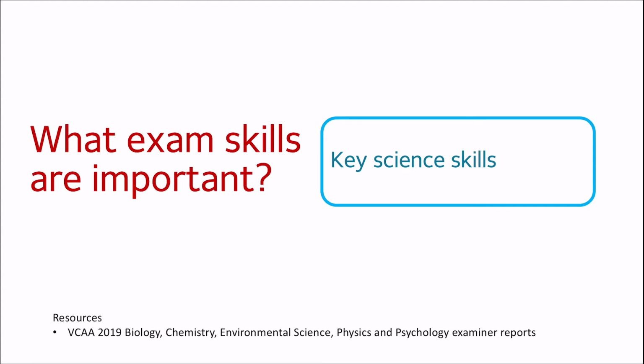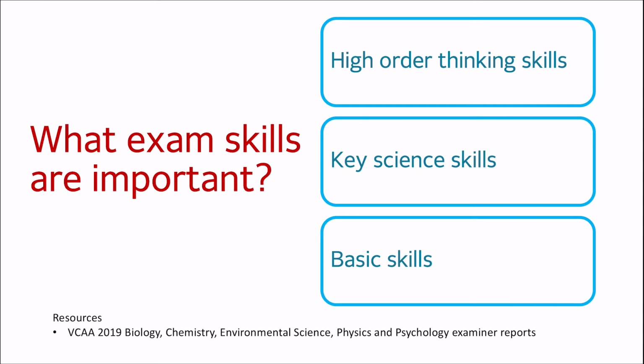So let's recap on that. What exam skills are important? We've got the key science skills, and then we've got our higher order thinking skills, but still underpinning all of this, students are going to need those basic skills. When I say basic skills, I'm not meaning easy. They're still going to need to know how to use formulas, how to make unit conversions, how to write chemical equations. They're not necessarily easy for students, but they are what I would consider the tools that students will bring to the table when they're doing their application questions.